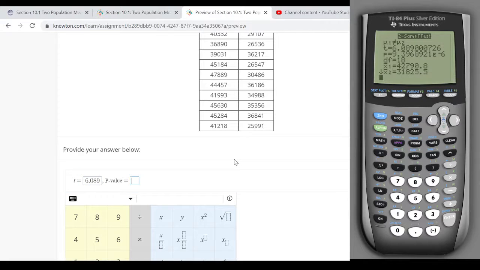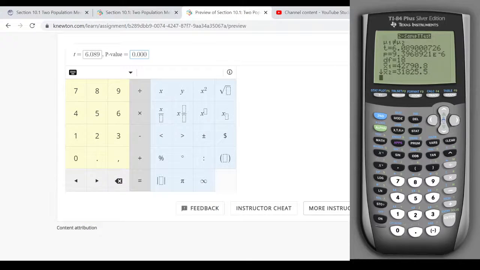The p-value, again, be careful. It is not 9.397. One more time, this e minus 6 at the end means move the decimal place left 6 places. So it's 0.00000939. So the first 5 decimal places would be zeros. So the p-value is 0.000, or I think you could just type 0 there, because it's really, really small. All right, now let's submit these.